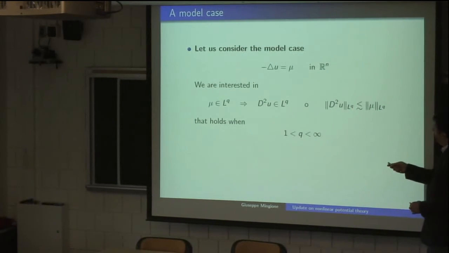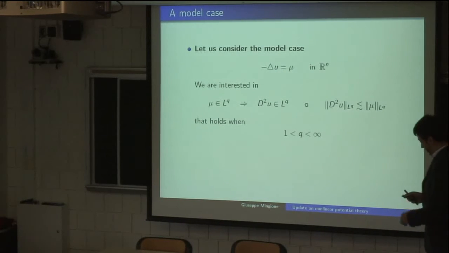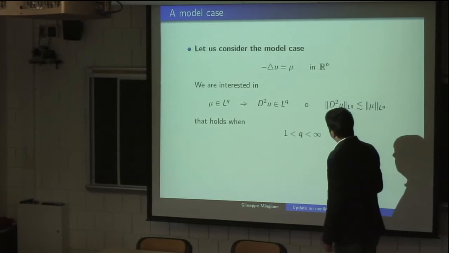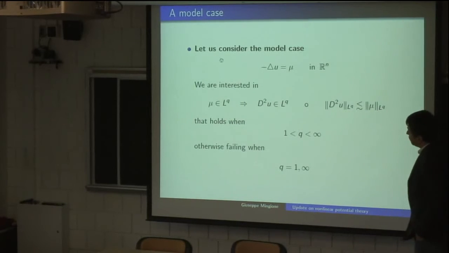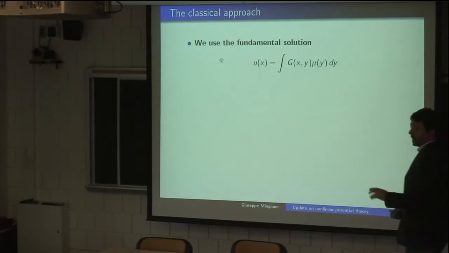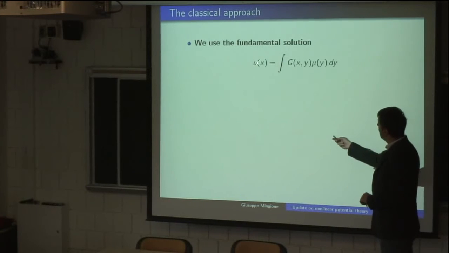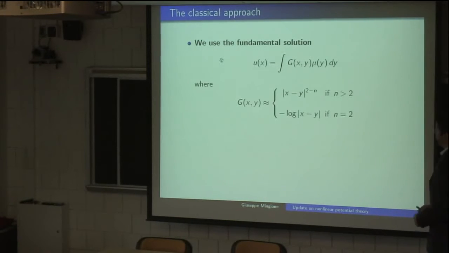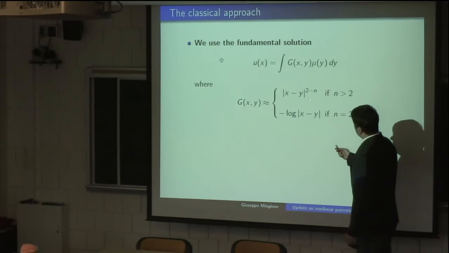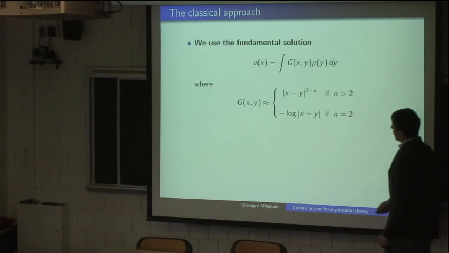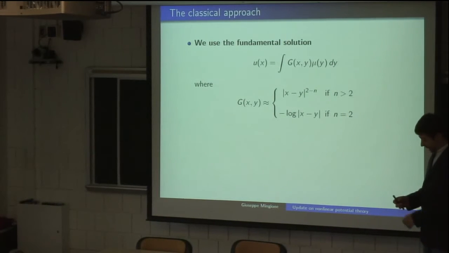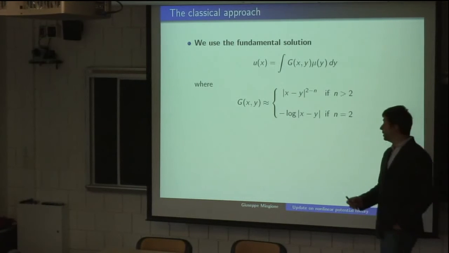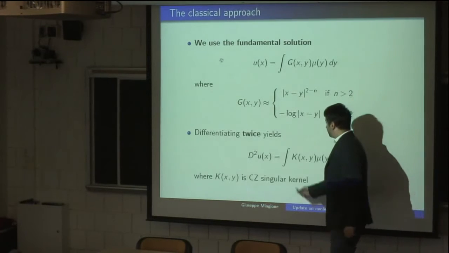Okay, the idea is, therefore, you want to retrieve information on solutions. It's rather simple. Let me recall the general approach to this, which is the following one. For this particular equation, you use a representation formula via the so-called fundamental solution, which is the so-called Green's function, which is this one. And of course, since you're interested in the Hessian, then you differentiate twice under the sign of integral, and then you come up with this guy.